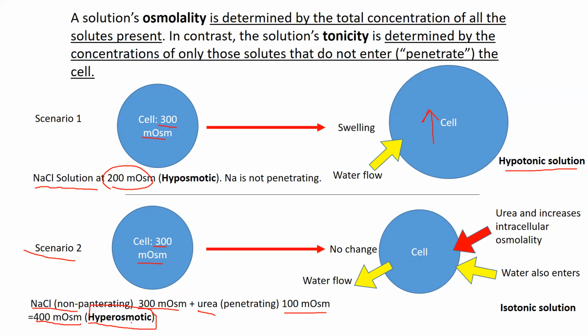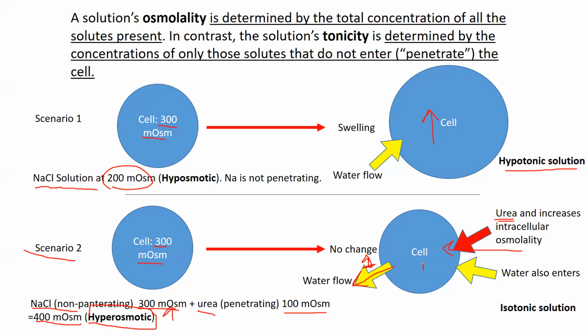And theoretically, what would happen to the cell in this case when it's put in this solution? It will make it shrink, right? Because the outside solution has a higher osmotic pressure than the inside. Initially water will go to the outside. But we know that urea is penetrating and it will move from an area of high concentration to low concentration. So urea will go to the inside of the cell.